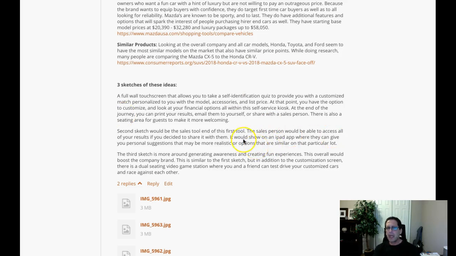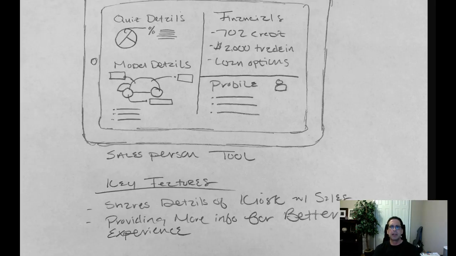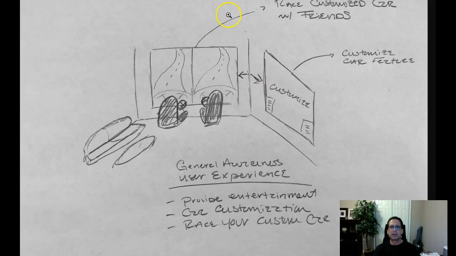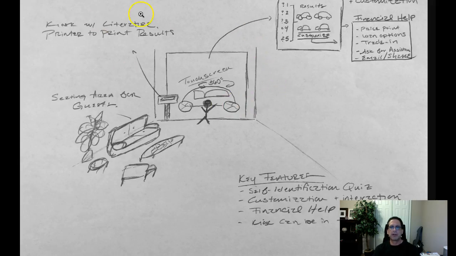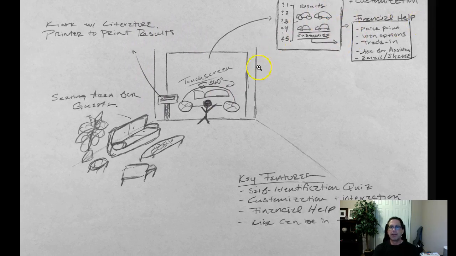But as far as what you have here, this is fantastic. So the first idea is the touchscreen, the large, where is it? The large wall touchscreen, seating area, kiosk for the configurator. And then you have the quiz and the financial help. So these are all kind of set in the same interface as the large touchscreen.